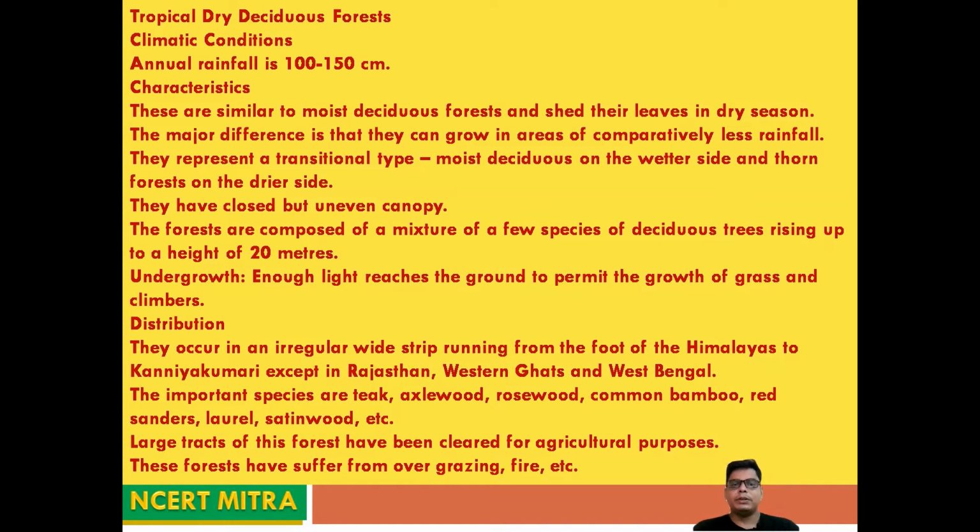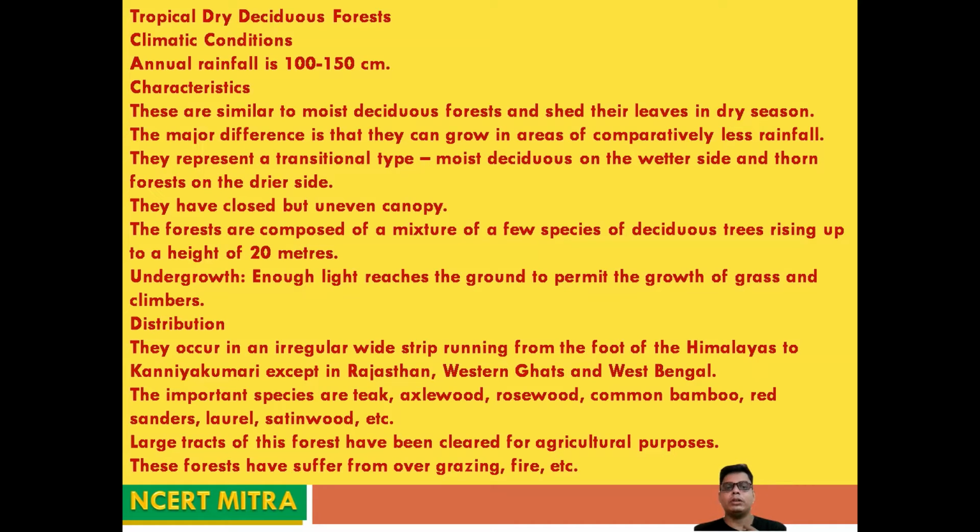They represent a transitional type between moist deciduous forest and wetter sites. These forests on the drier side have a closed but uneven canopy, composed of a mixture of a few species of deciduous trees rising to a height of 20 meters. Undergrowth is plentiful.